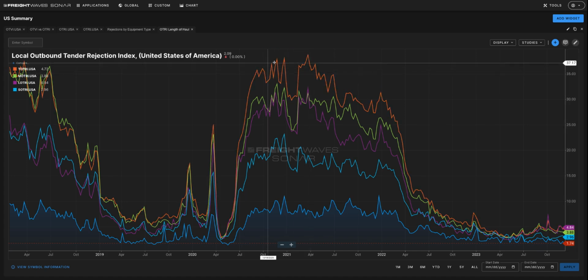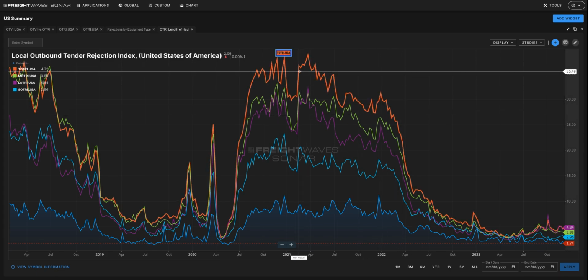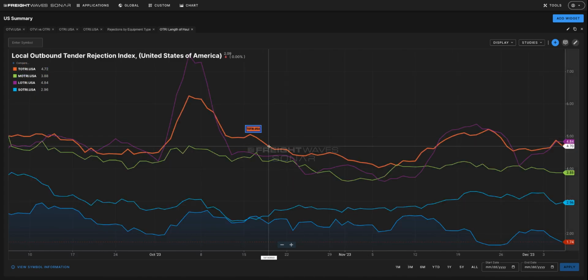So, of course, during COVID, there was a lot of volumes shipping. So you can see that that was definitely the most rejected length of haul. As I go in a little bit further, if I look at 3 months, you can see the tweener length of haul has still stayed pretty much the most rejected length of haul, even though we're at a very low tender rejection in the country.